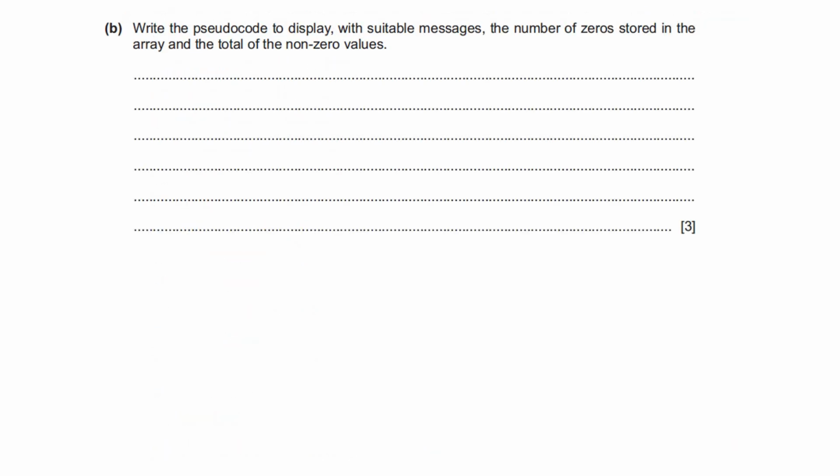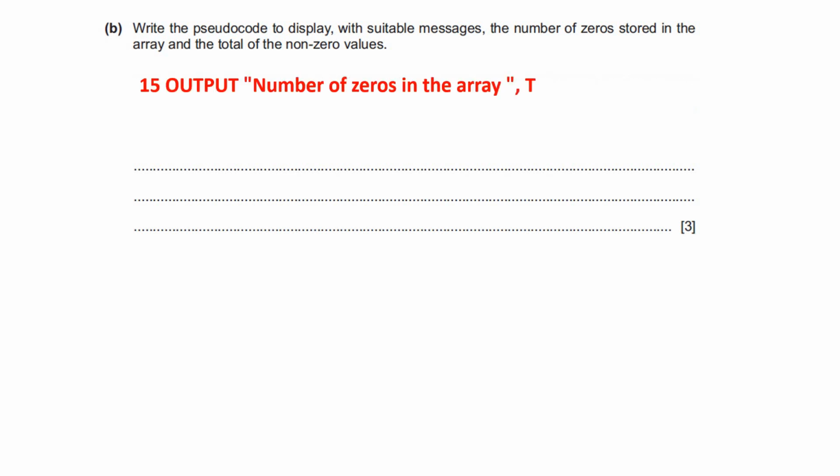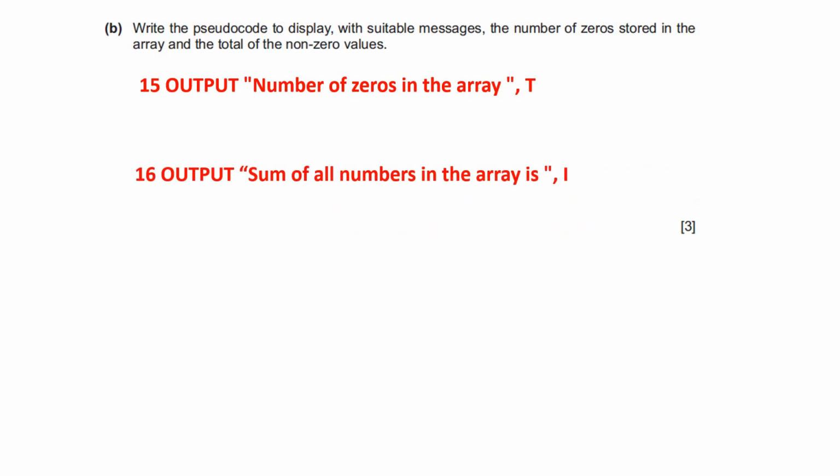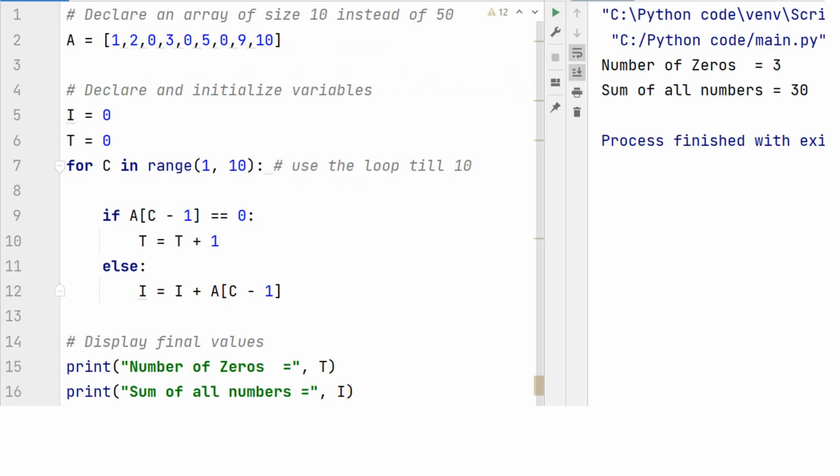Write the pseudocode to display a suitable message, the number of zeros stored in the array and the total of the non-zero values. Number 1 is number of 0 in the array. That will show how many zeros are in the array, and line number 16 is output. It will display how many zeros there are and what is the sum of all the numbers in the array, which is represented in I.